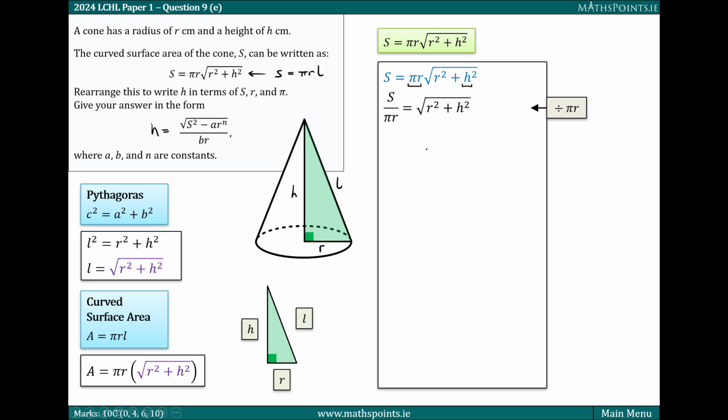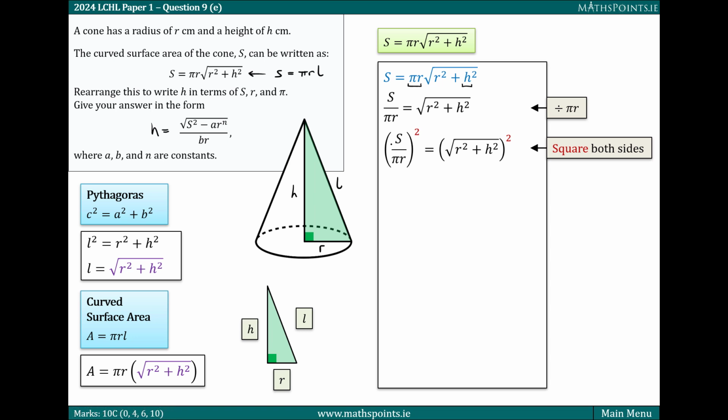Okay, the next thing we're going to do is we're going to try and remove this square root. And the way we can remove a square root is by squaring it. So we need to square both sides. So on the left, we're going to square s over pi r. And then on the right, we're going to square the root of r squared plus h squared.